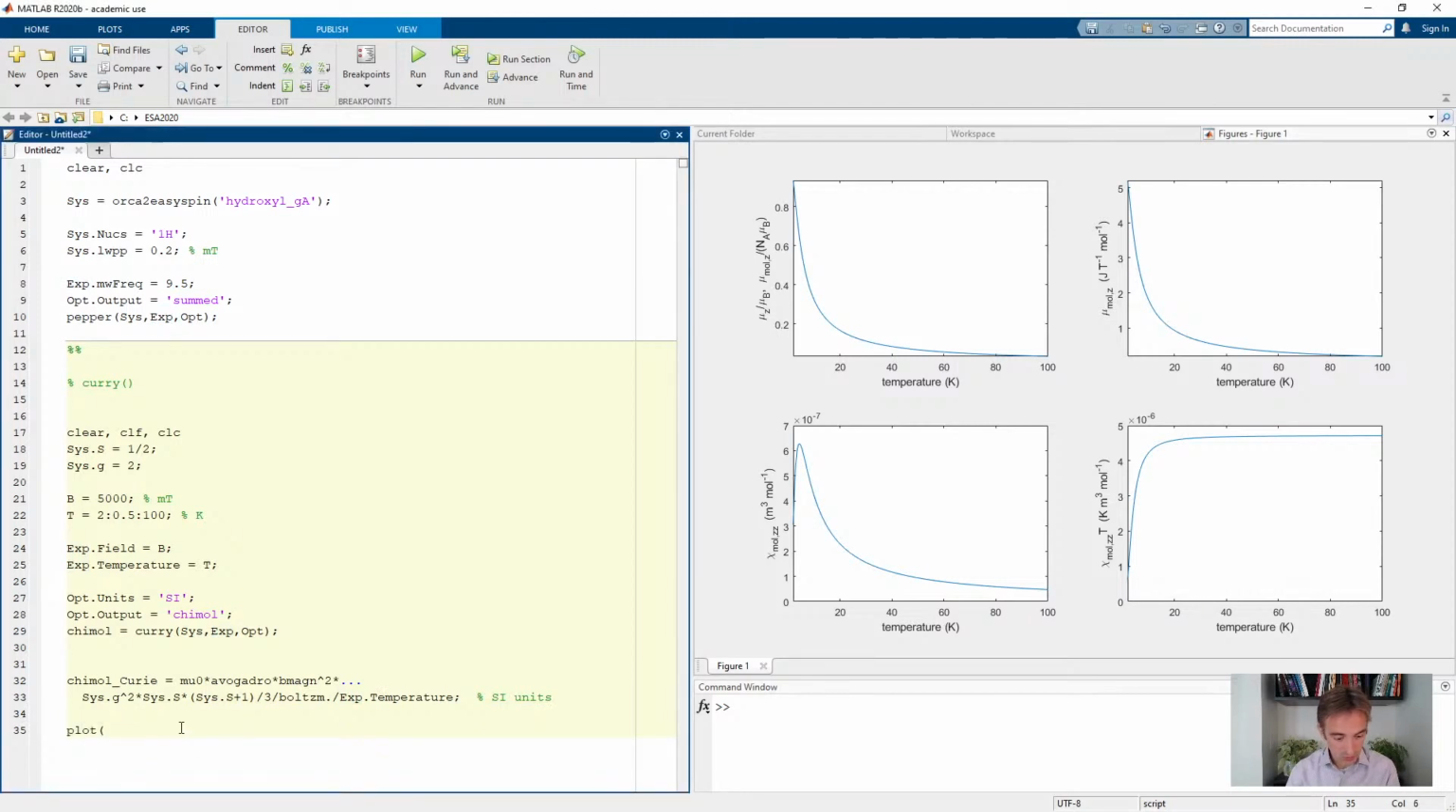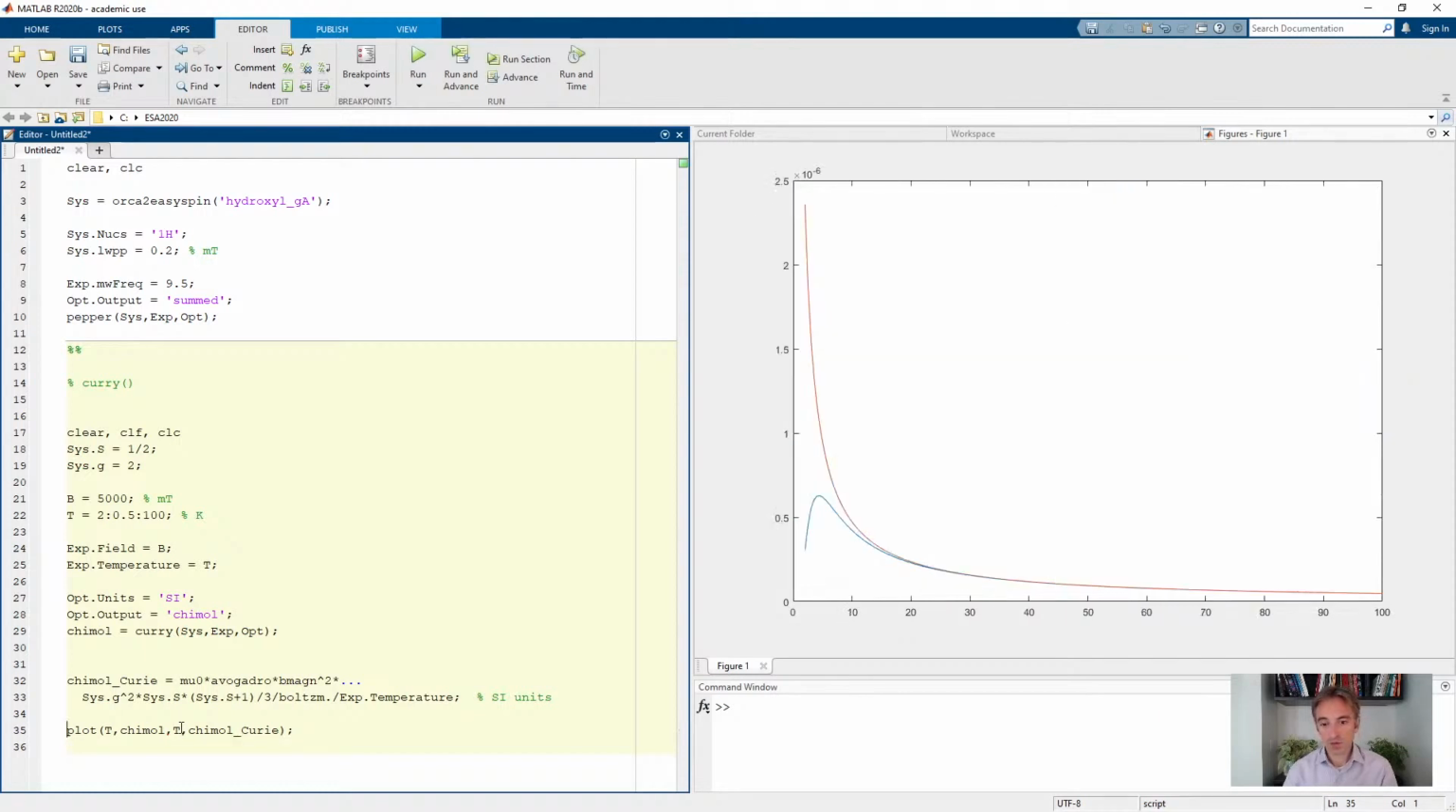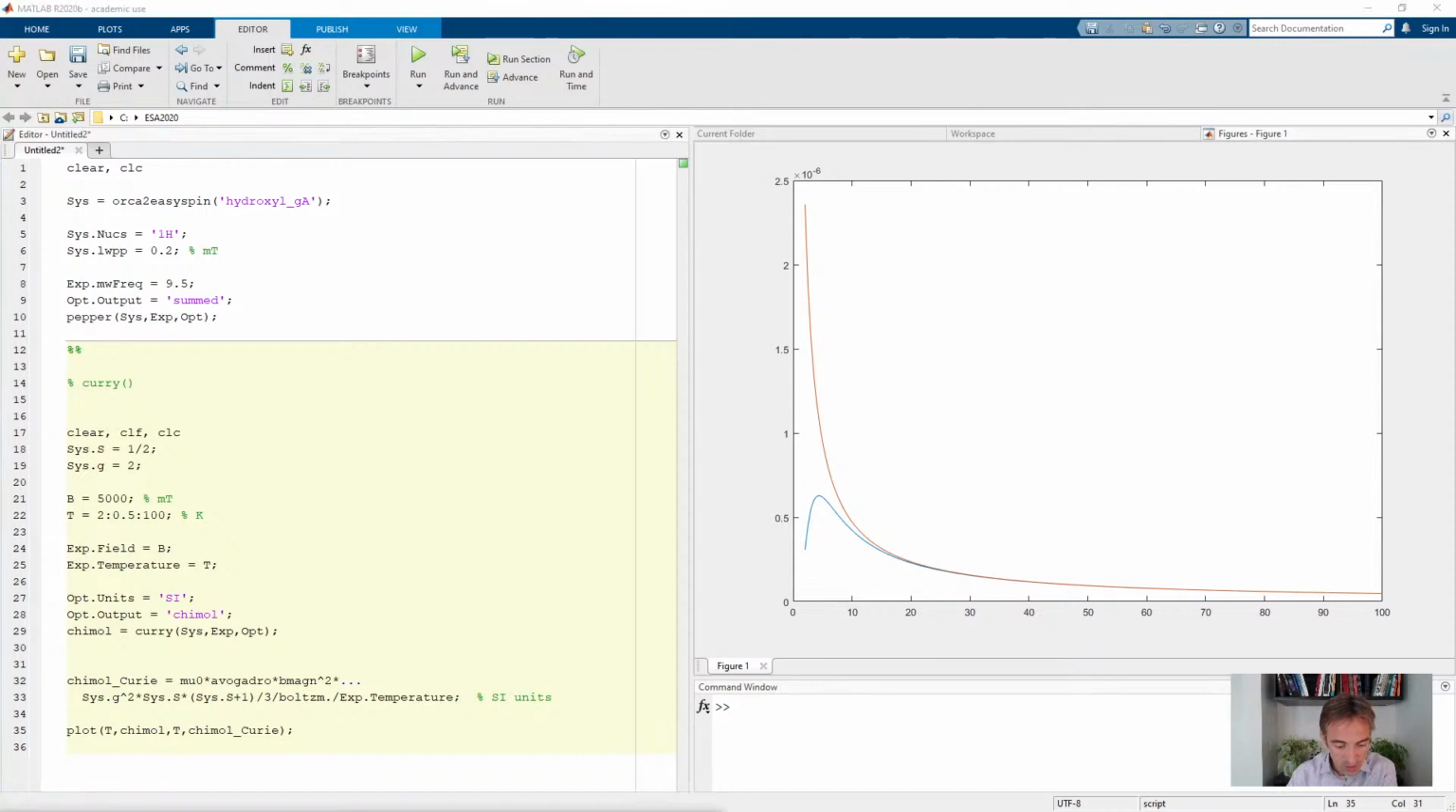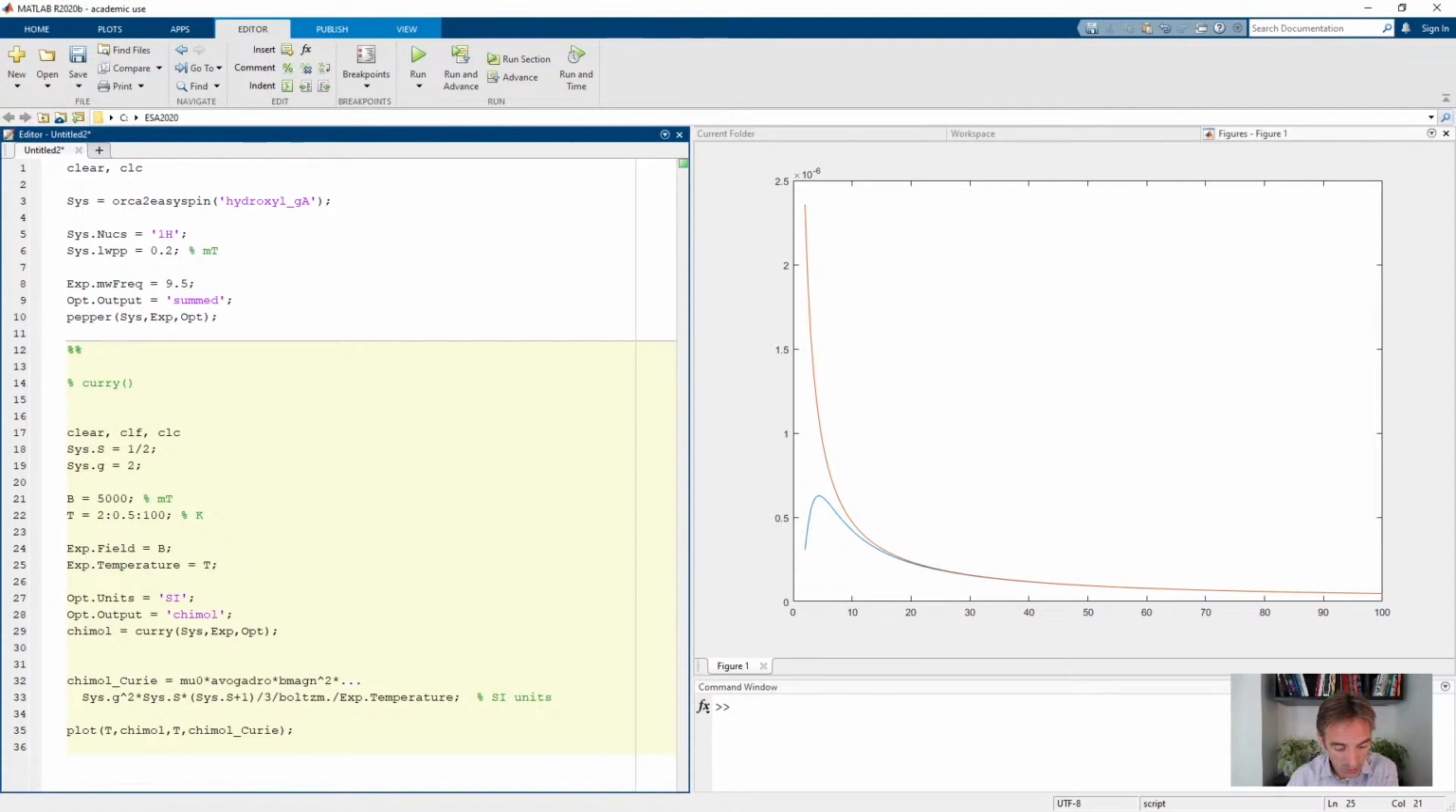We can now plot them as a function of temperature, T comma chi mole. This is the Curie calculated exact susceptibility, and T comma chi mole Curie, that is the Curie law. If you look at that, you can see in blue the exact calculation and in red the Curie law. You can see that the Curie law works well for higher temperatures, but it starts deviating quite a bit from the actual dependence at low temperatures. So this is how you can calculate simple things with Curie.